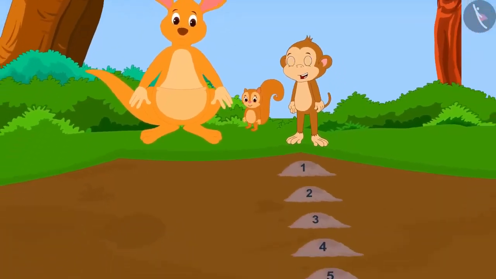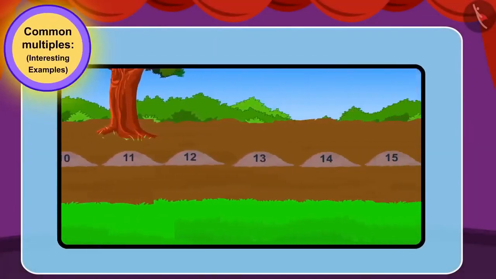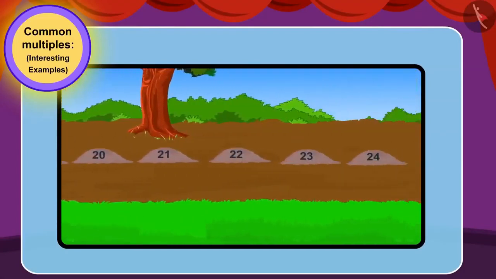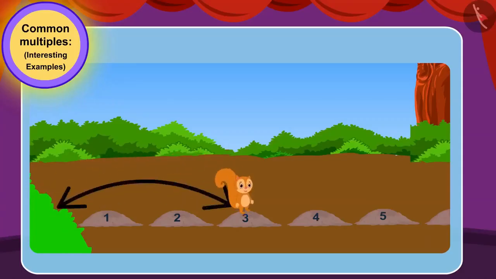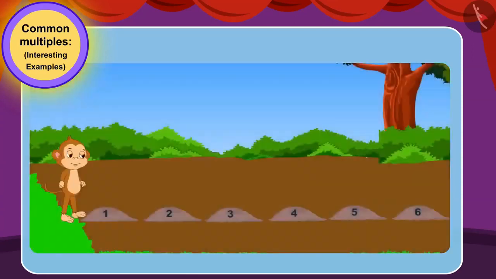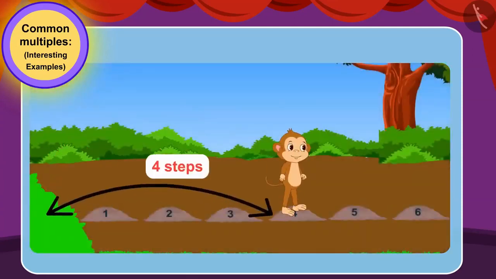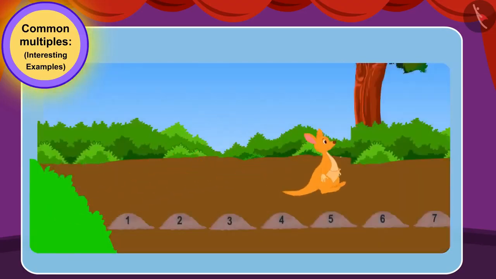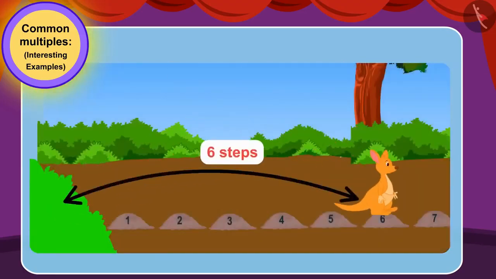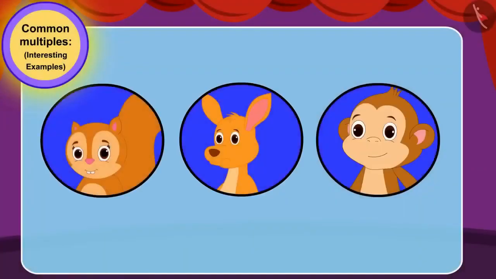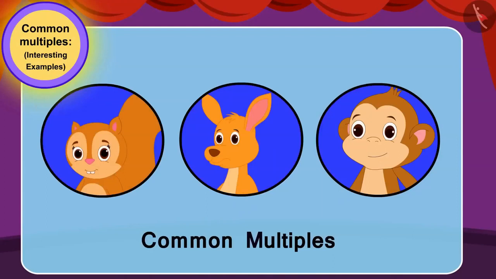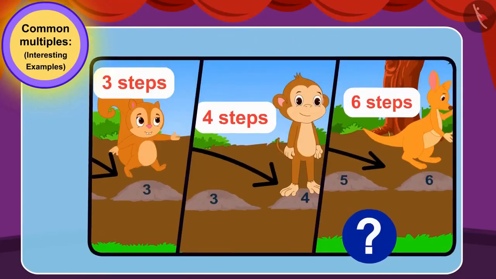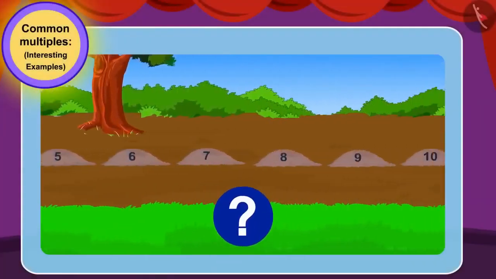But there was another difficulty. If there are more than 2 stones on which all three friends jump, then all three will fall into the marsh. Chanda can jump 3 steps in one jump. Babban can jump 4 steps in a jump. And Kittu can jump 6 steps in a jump. Children, can you use common multiples to find out if all three will be able to cross the marsh? Let's see how we can find this.